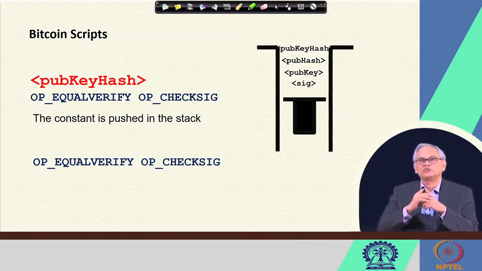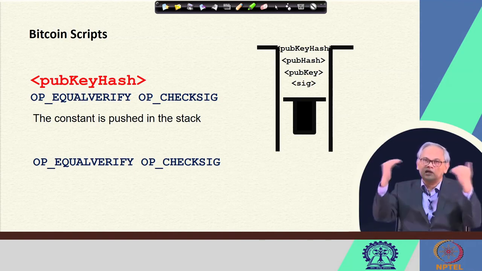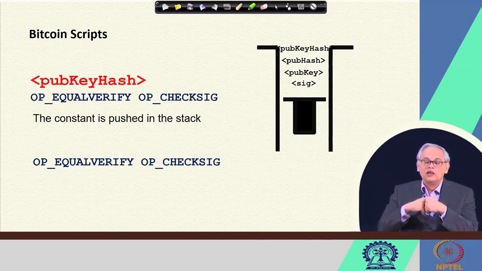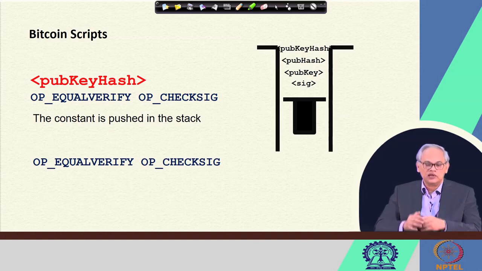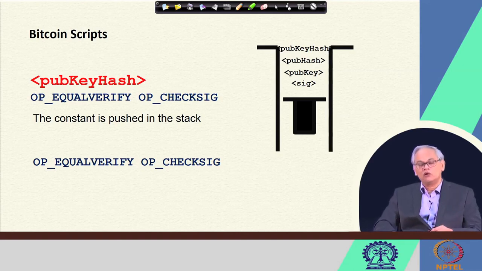And now this pub key hash, which was there as part of the script, has been pushed to the stack. And then what is left in the script? The script is still left with OP_EQUALVERIFY and then OP_CHECKSIG. So this is the current state of the stack, the various elements, and we have these two parts which are still left in our script.